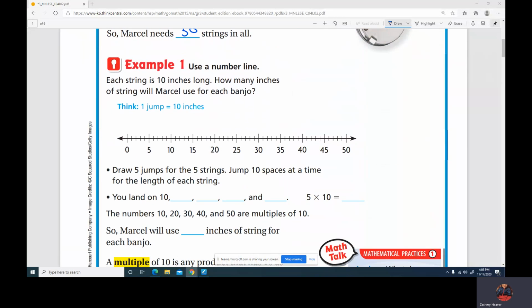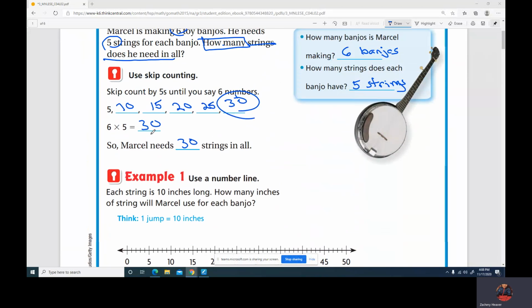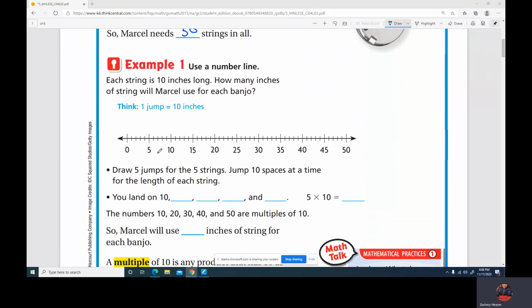Number 2. Let's say each string is 10 inches long. How many inches will he use? So we know we have 5 strings. So we've got to have 5 jumps of 10. We'll draw 5 jumps for 5 strings, jumping 10 spaces each time. So 5 jumps, each 10.